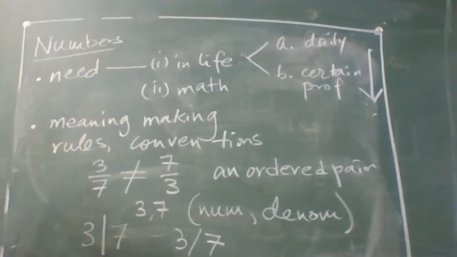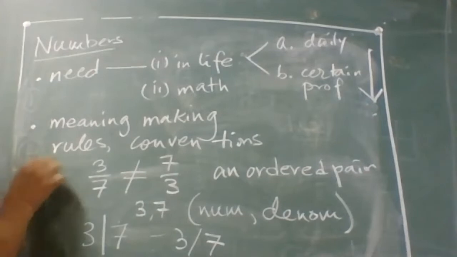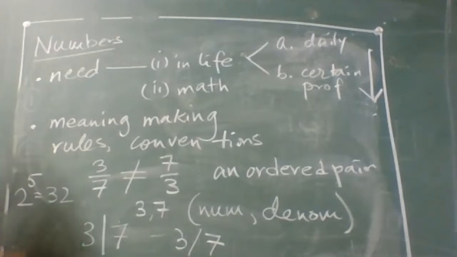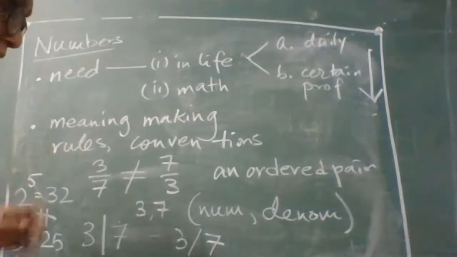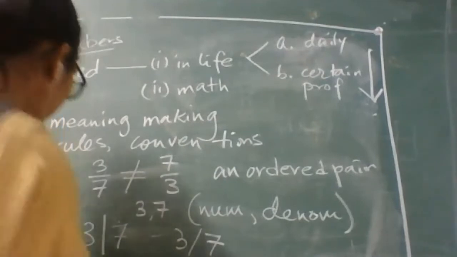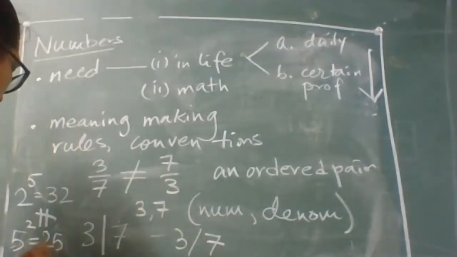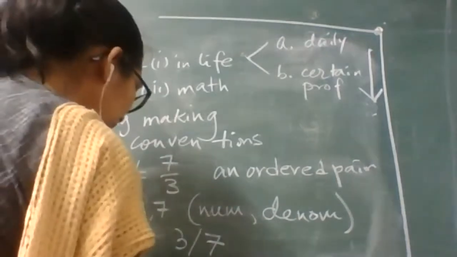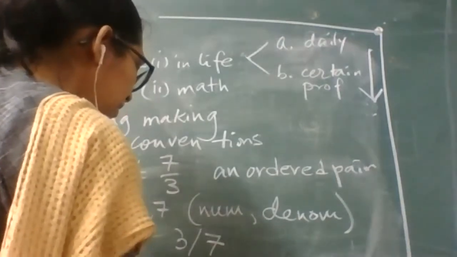On the other hand, if you are talking about exponents, let's say we want 2 to the power 5. Now that is 32. Whereas 5 to the power 2 is 25. So clearly these two are not equal. Now this is again an ordered pair. In this case, the ordered pair 2, 5, that is basically base and index.